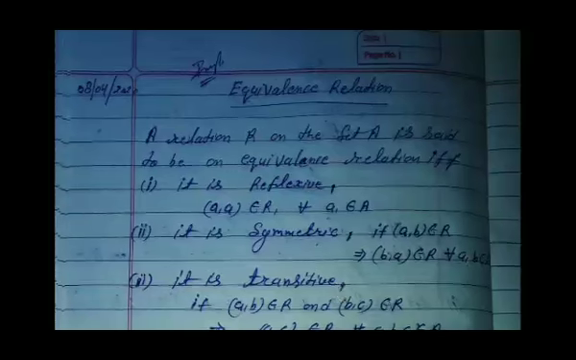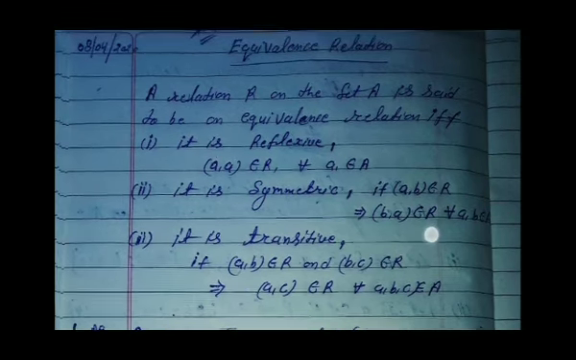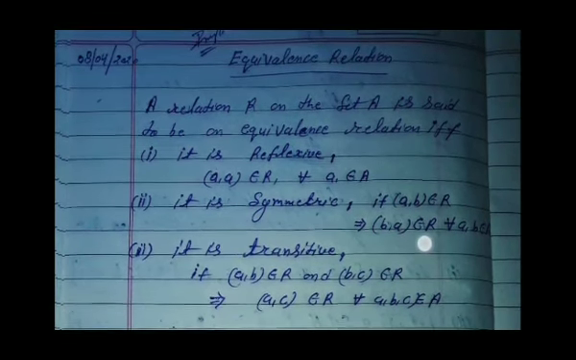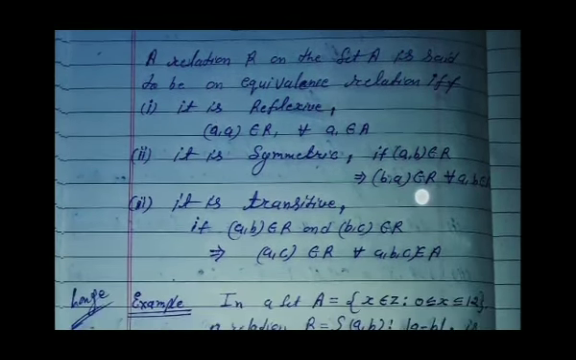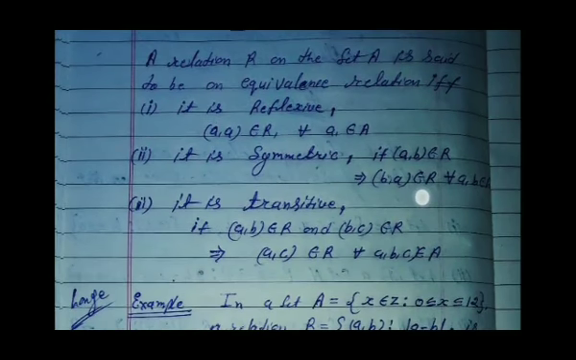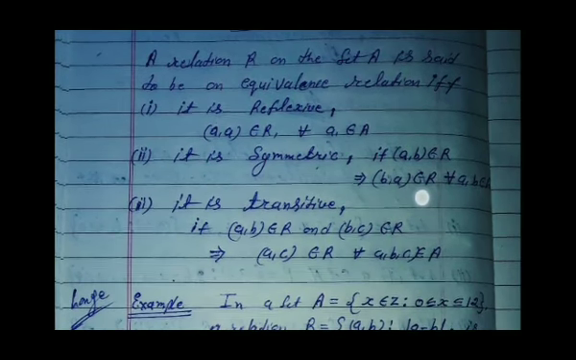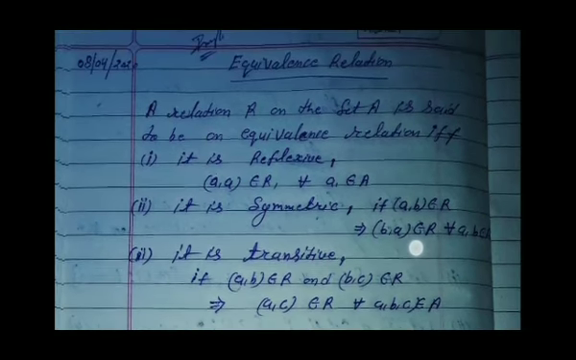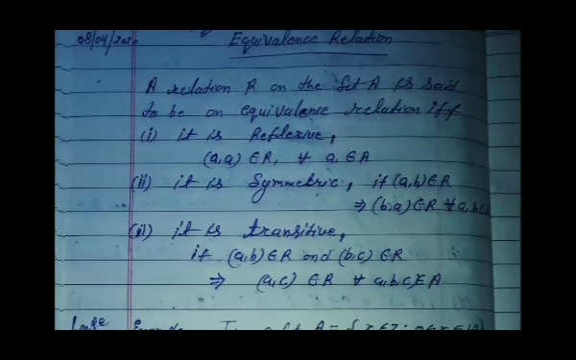A relation R on the set A is said to be an equivalence relation if it follows the reflexive, symmetric and transitive conditions. Any relation is an equivalence relation if it satisfies all three conditions of reflexive, symmetric and transitive. As you know, reflexive is a relation, symmetric is a relation and transitive is a relation. But an equivalence relation is one which satisfies all three conditions.